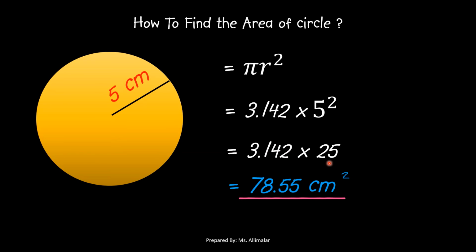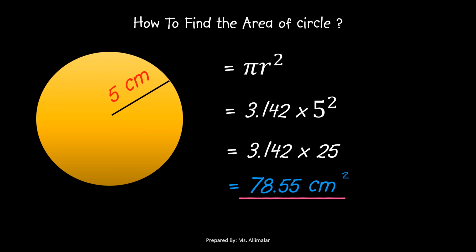Now get the calculator. 3.142 times with 25. So you will get 78.55 cm. Is it just cm? No. You must put square here. Reason? Because you are finding area. Always remember, area means it's cm square. Centimeter square. Is it clear?